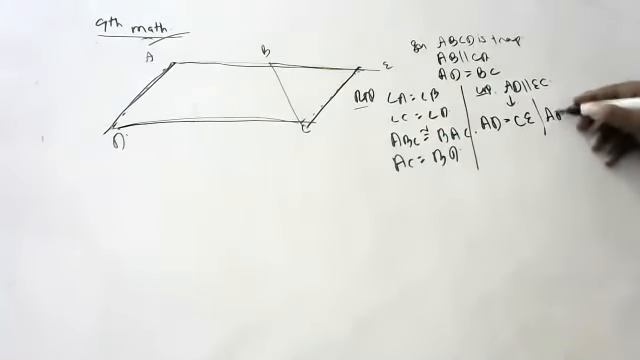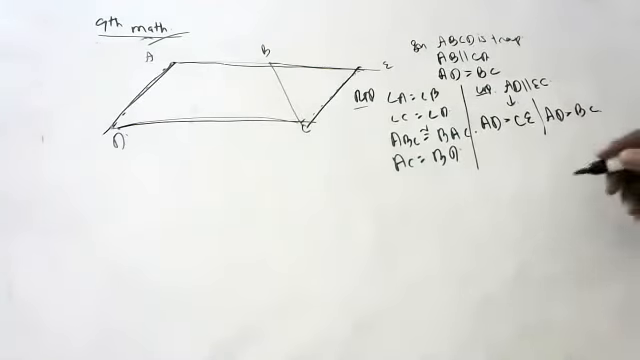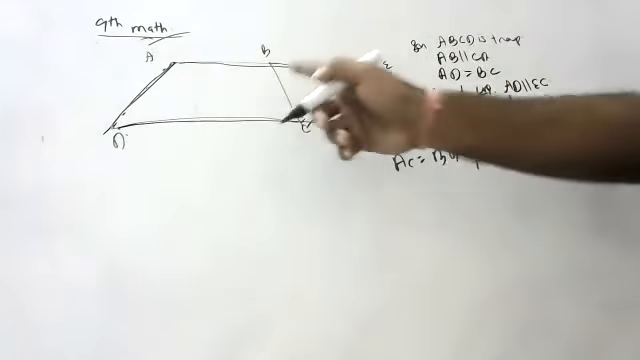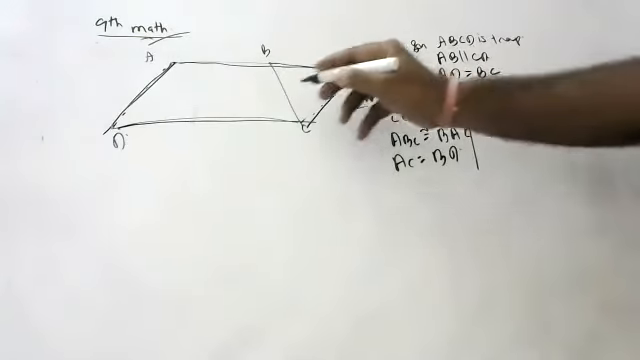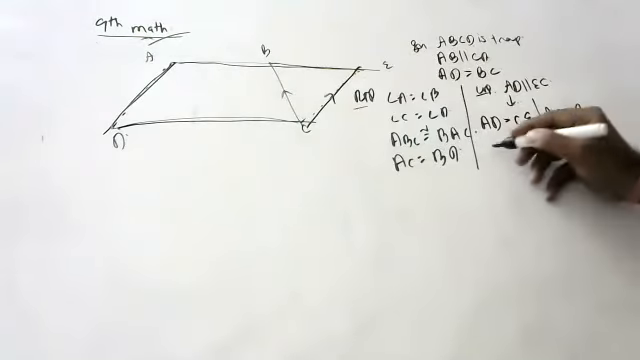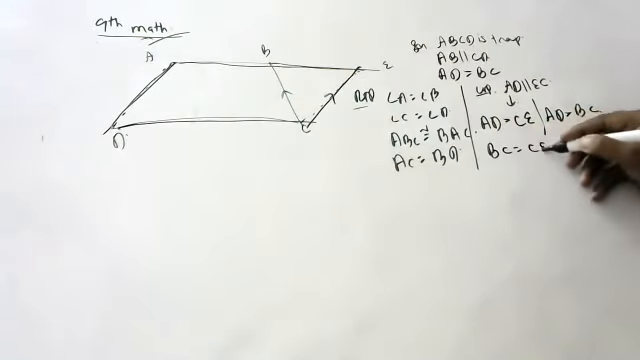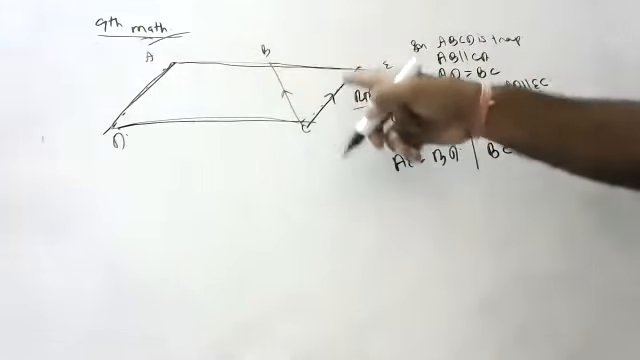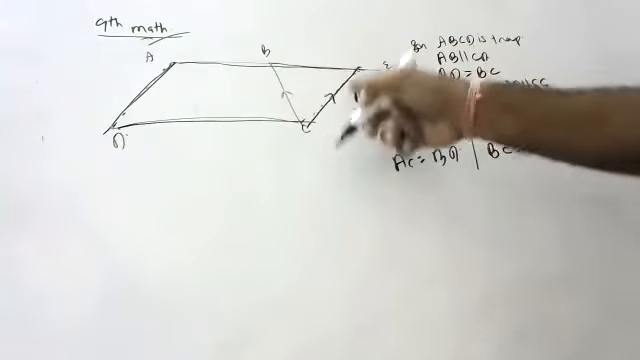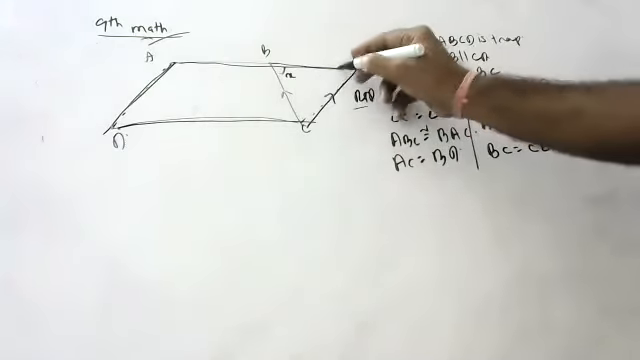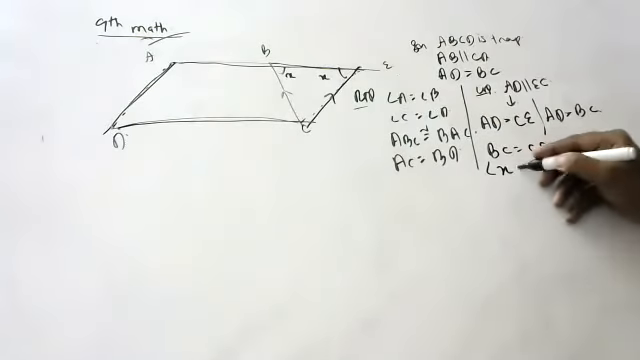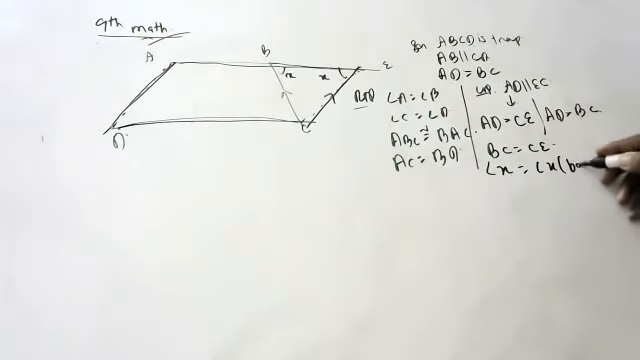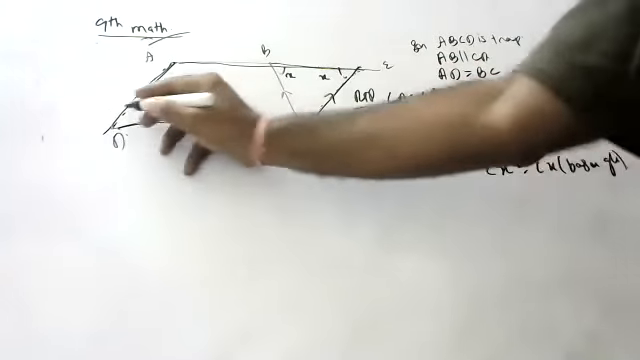And he gave that AD is equal to BC. AD is equal to CE, we constructed. AD is equal to BC, they gave. So now what can we say? BC is equal to EC. Try to understand. This is equal to this, so these both are equal. If these both are equal, base angles are also equal. If this is x, this is also x.